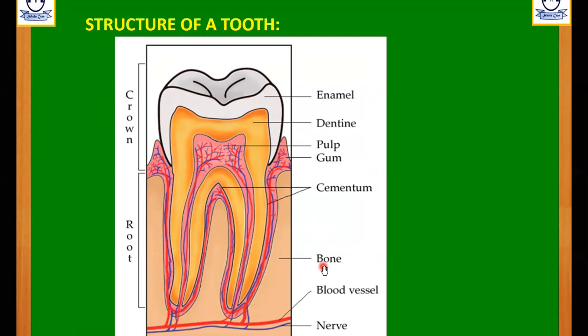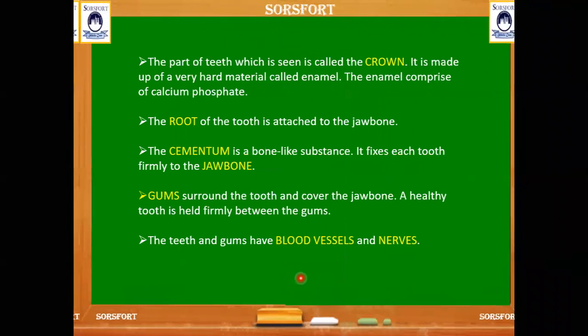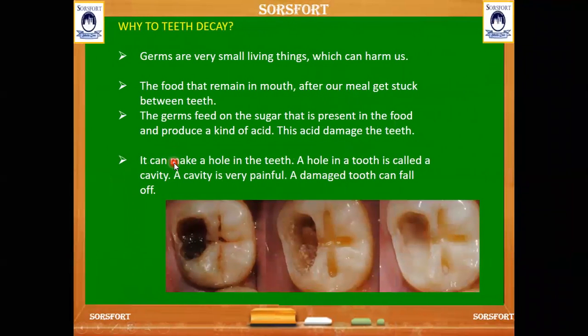And this is the bone part, and these are blood vessels and nerves. Here is the structure of a healthy tooth. You can read it. Here is some explanation regarding the parts.